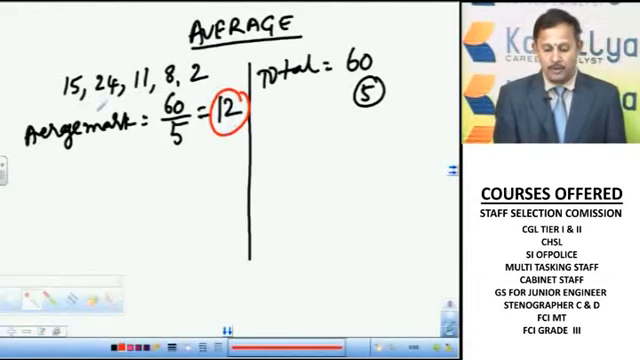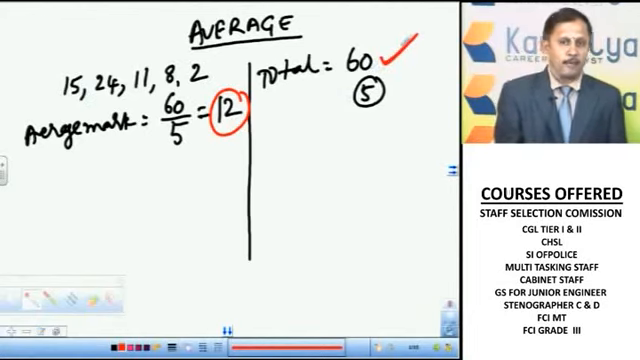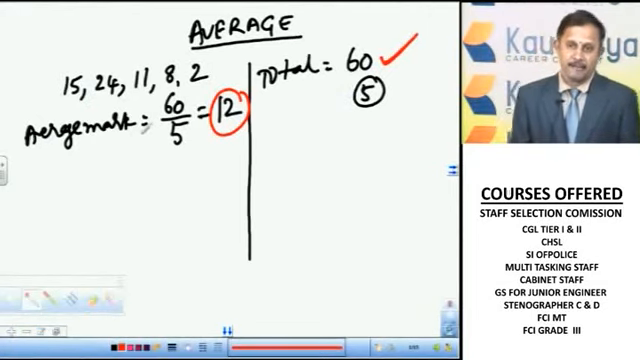15, 24, 11, 8 and 2 are the individual marks obtained by students. But all the 5 students got 60 marks in total. If you distribute 60 marks equally among them, each student can get 12 marks. So that is the average value.